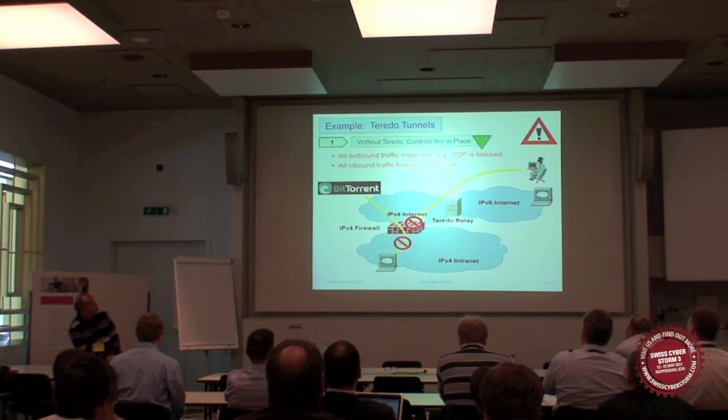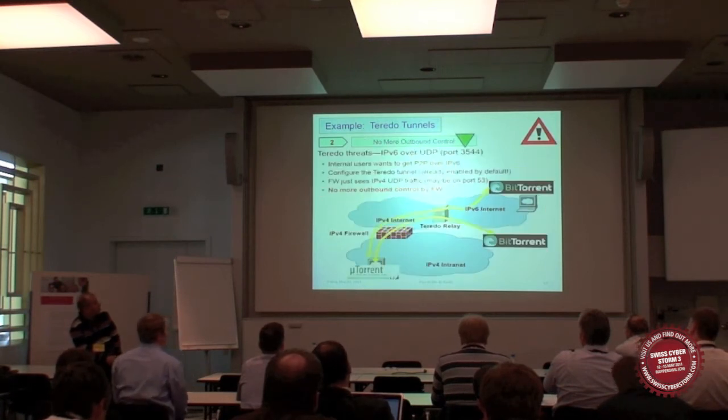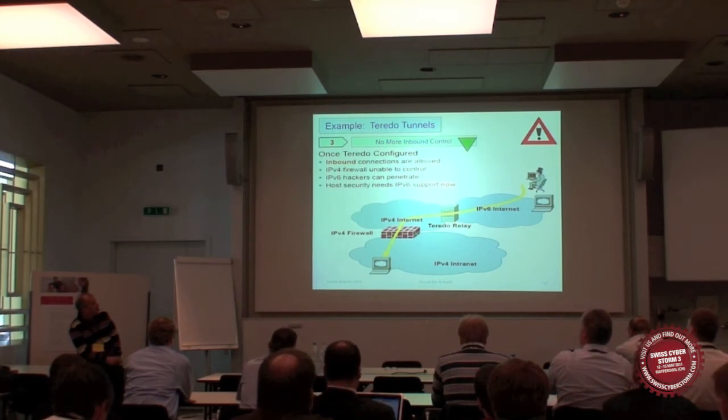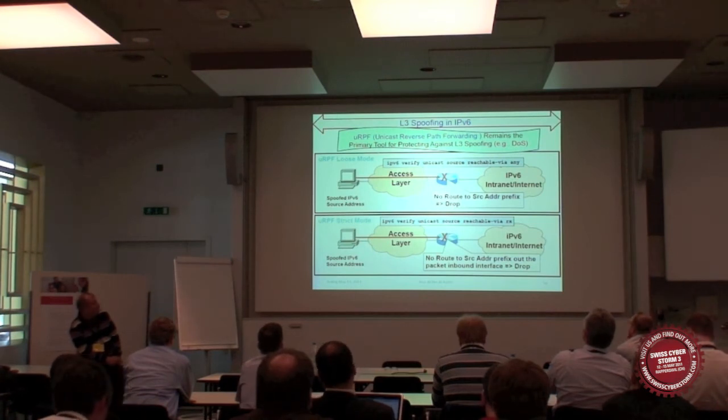First, without Teredo, controls are in place. All outbound traffic is inspected, and, for example, all peer-to-peer inbound traffic is blocked by the firewall, to make your network really secure. With Teredo, there is no more outbound control by the firewall and no more inbound control. Inbound connections are allowed, the IPv4 firewall is unable to control, and an IPv6 hacker can penetrate. This is a snapshot of how this is done. Spoofing also applies, and this tool is used primarily for protecting against L3 spoofing, like denial of service attacks.